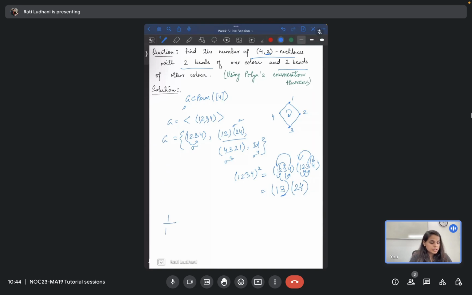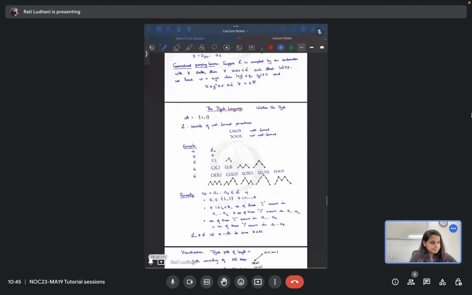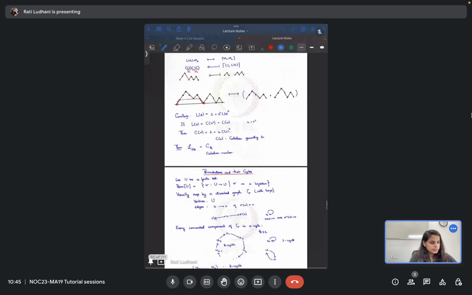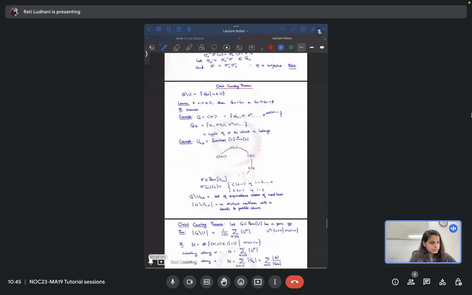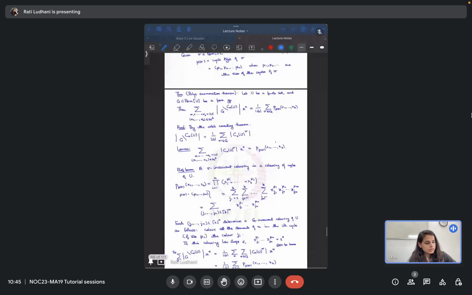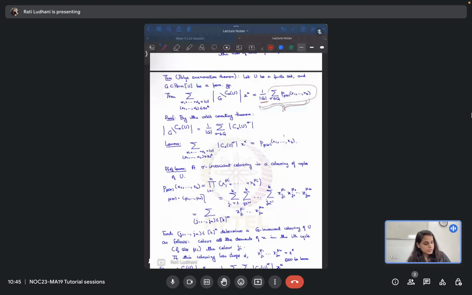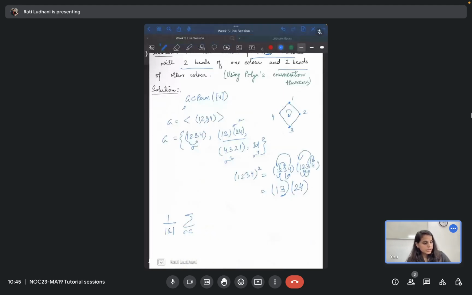So Polya's enumeration theorem says you take this 1 over the cardinality of G and you take the summation. We can check the lecture notes if you want. So this says, yeah, Polya's enumeration, this one. So how will you do it? You calculate this part, 1 by cardinality of G, and the summation over sigma belonging to G, and what is the notation? Yeah, P mu sigma, where mu sigma is the cycle type.